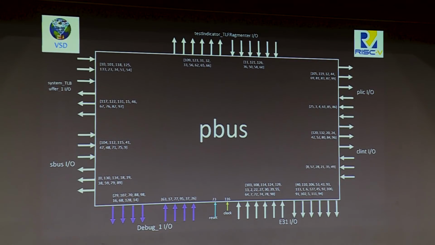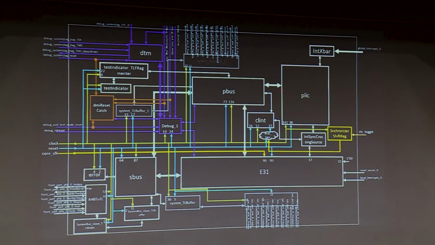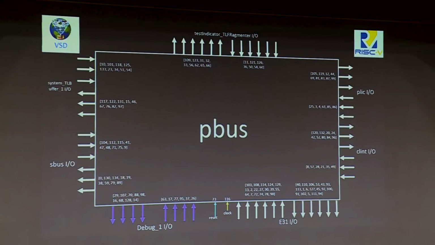If you look into the previous picture, the PLIC is communicating with the P bus at this location. Physically, the pins of the PLIC should be present over here. Physically, the Clint IO should be present over here. The E31 communication bus should be present over here, and so on. So this is another example of how you hierarchically implement the small P bus.